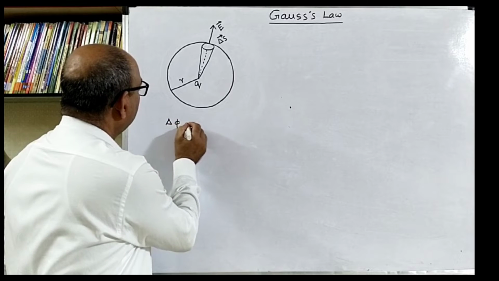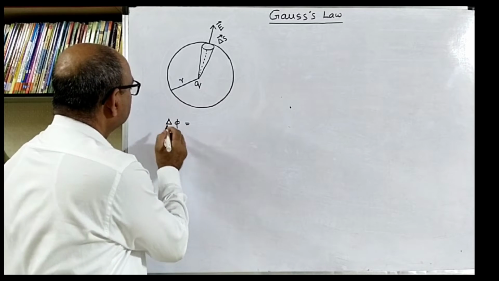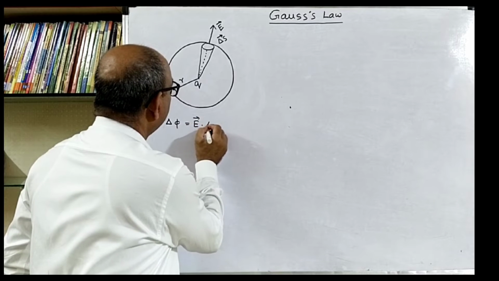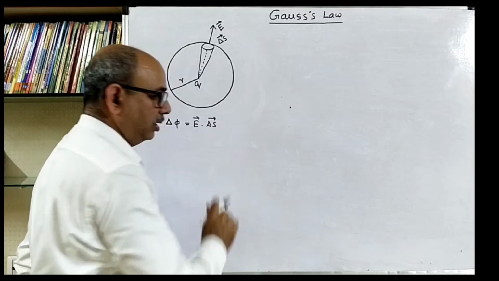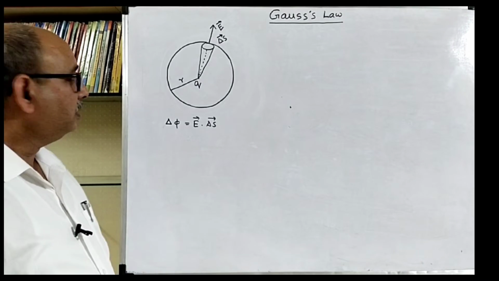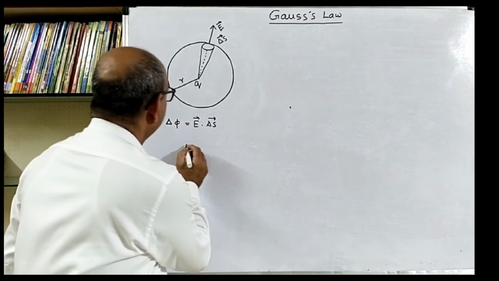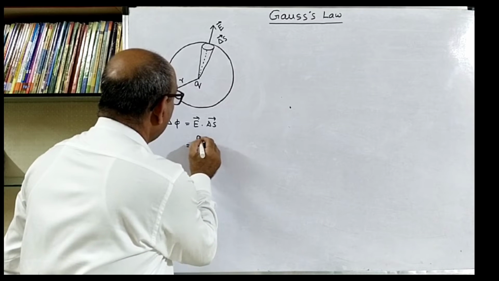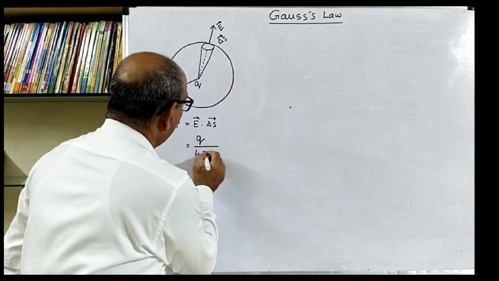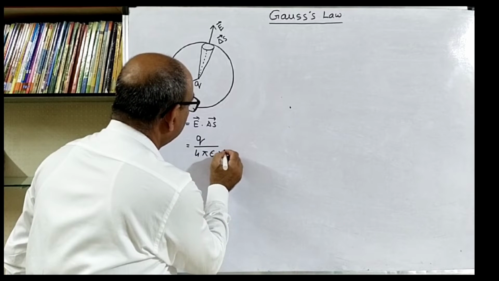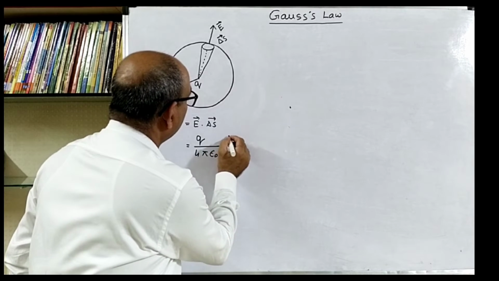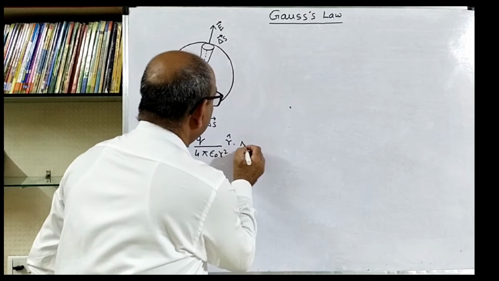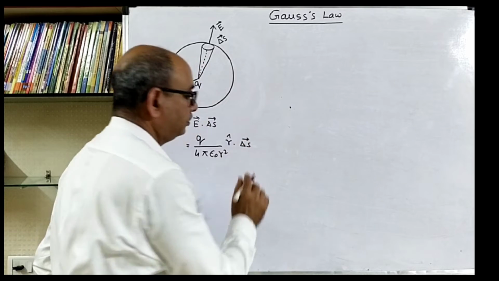Flux delta phi will be equal to electric field E dot delta S. Electric field due to charge Q is equal to Q upon 4 pi epsilon naught r square into a unit vector r, multiplied by delta S.